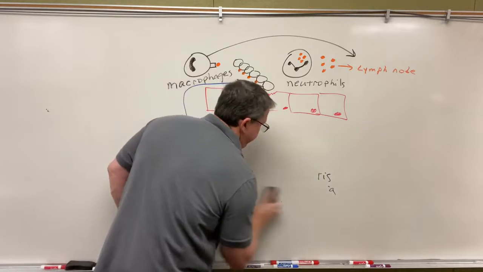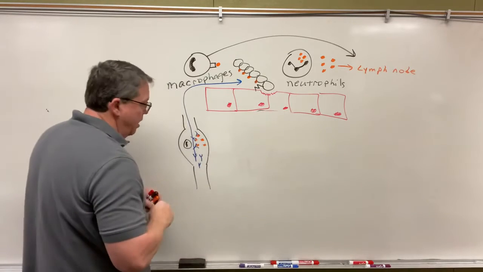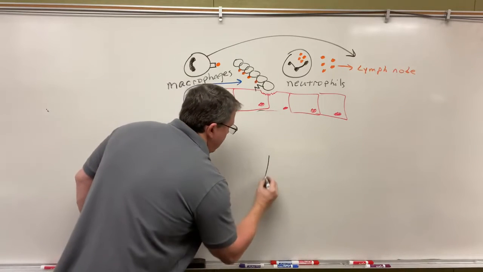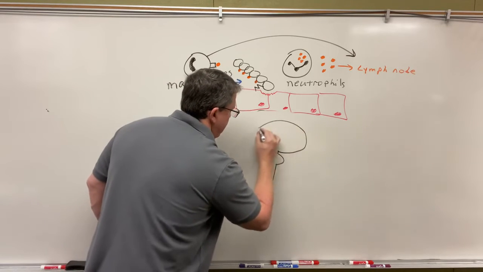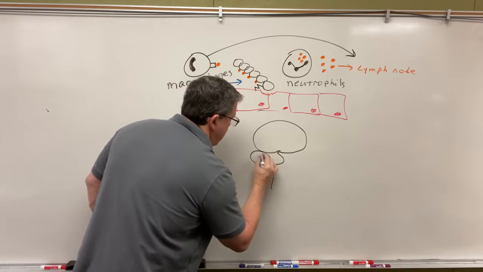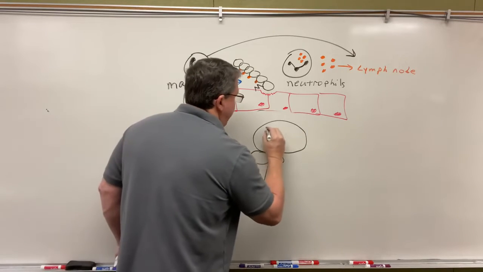Another thing that can happen is in the brain, you have a part of the brain inside the middle called the basal ganglia.